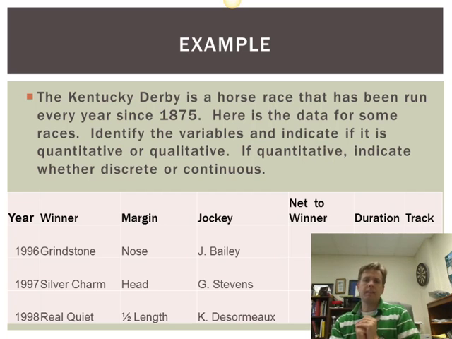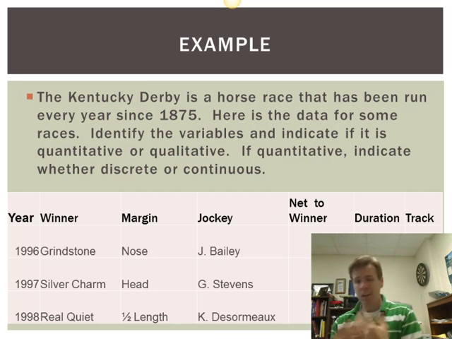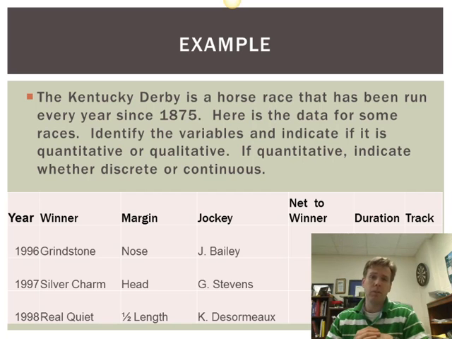Another example. The Kentucky Derby is a horse race that has been run every year since 1875. Here is the data for some of the races. Identify the variable and indicate if it's quantitative or qualitative. If it's quantitative, indicate whether it's discrete or continuous. And this is the kind of data we'll be looking at a little bit more than the other ones, right? If we have that situation, we're going to want to set it up in some sort of spreadsheet. That's how we end up analyzing the data in statistical software packages. Okay, so look at these and see if you can come up with the answer.